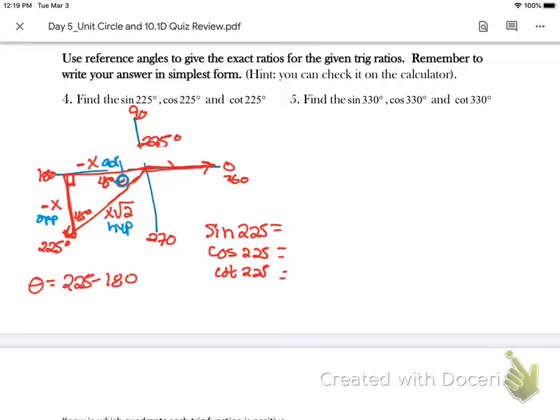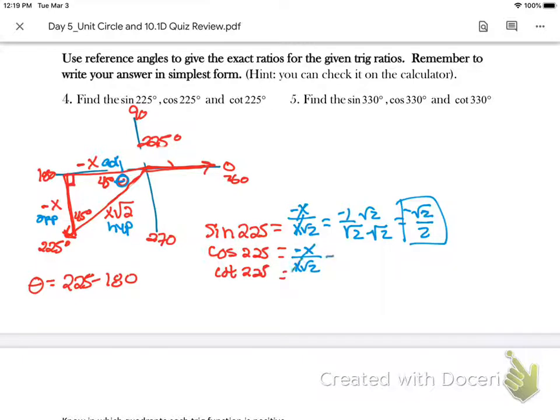So sine is opposite, which is negative x, over hypotenuse, which is x root 2. Well, I know the x's cancel, so it's negative 1 over root 2. Multiply top and bottom by root 2. So it becomes negative root 2 over 2. All right. Cosine is adjacent, which again is negative x over hypotenuse, which again is x root 2. Well, your x's cancel. So it's actually the exact same thing, right? Because everything else is going to be the same.